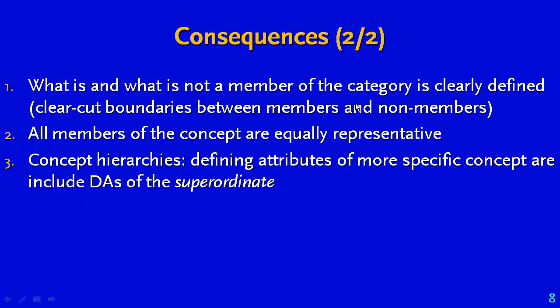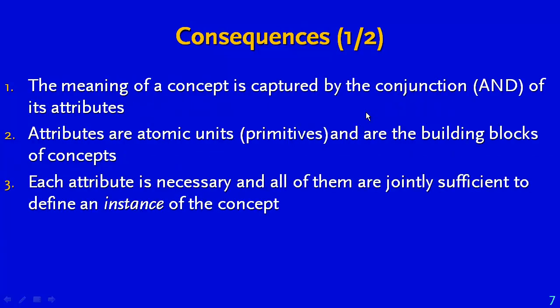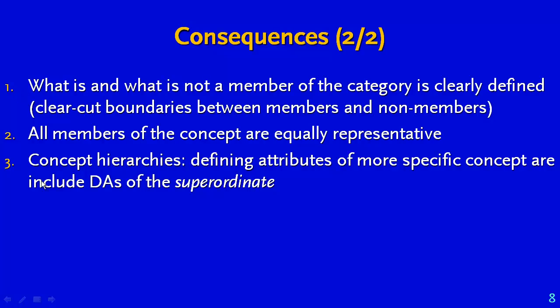So this should be more consequences, this should be 4, 5 and 6. What is and what is not a member of the category is clearly defined. In other words, if it's got no wings, it can't be a bird. And if it's got wings and it can fly, it's a bird. So it's very clear cut between members and non-members. All members of the concept are equally representative. So if you've got a pigeon, it's just as representative of the class as an eagle, for example, which also has wings and can fly.